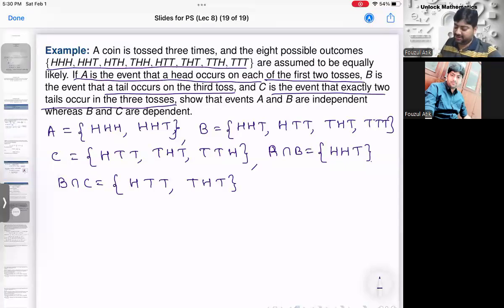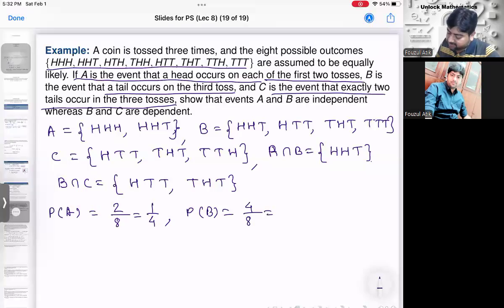Now let us see their probability. P of A is what? We have two elements, so 2 by 8 is equal to 1 by 4. What is P of B? P of B is equal to 4 by 8, whole number of elements in B divided by total number of outcomes, which is 1 by 2.